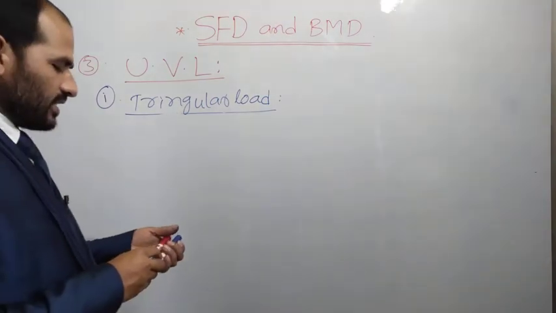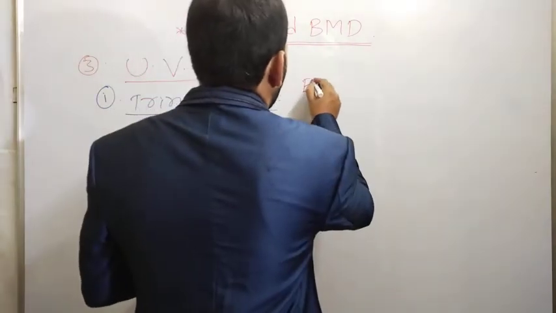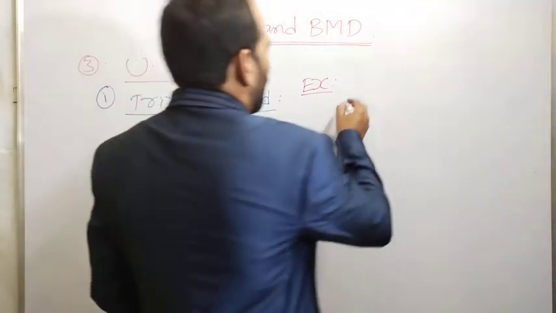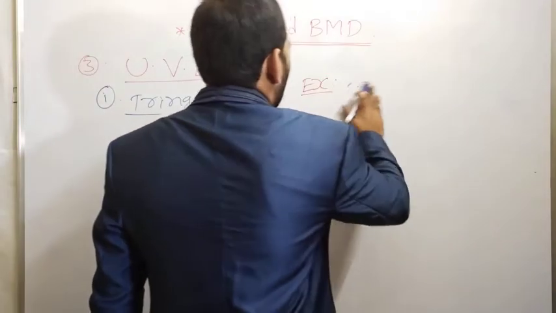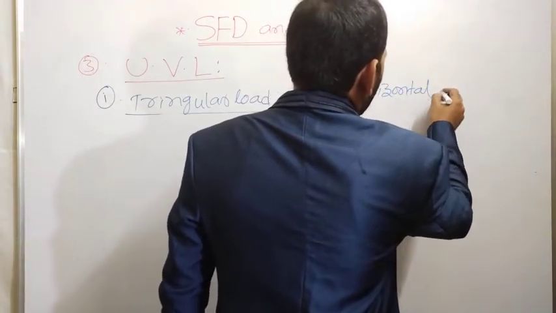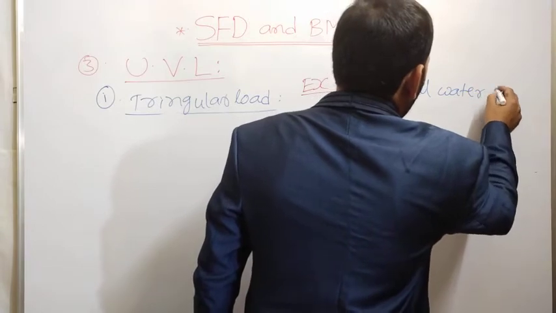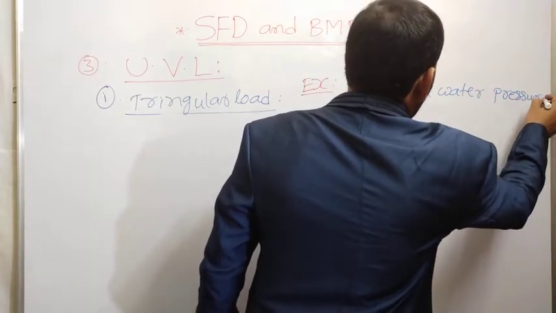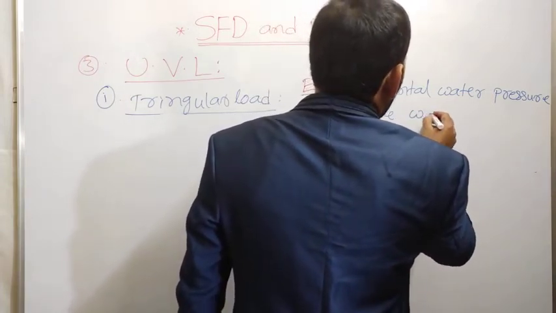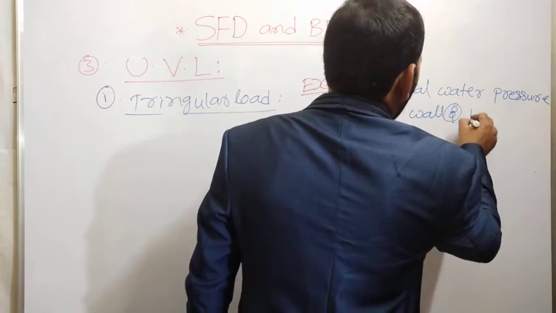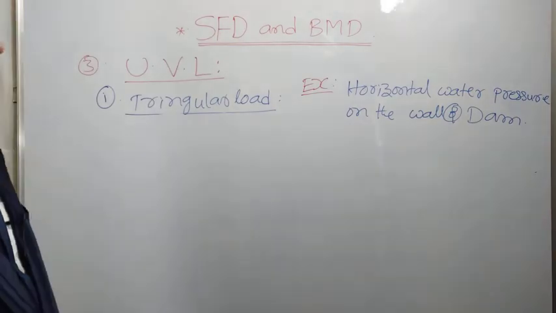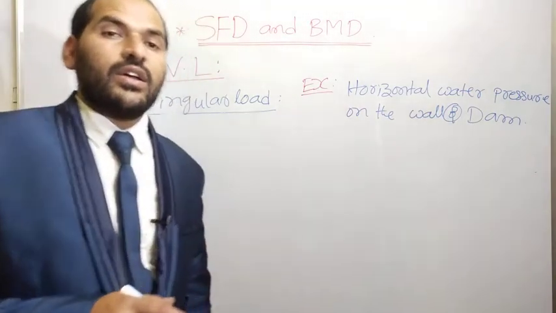The example of the triangular load, the UVL load, is horizontal water pressure on the wall or on the dam. Horizontal water pressure on the dam or horizontal water pressure on the wall.